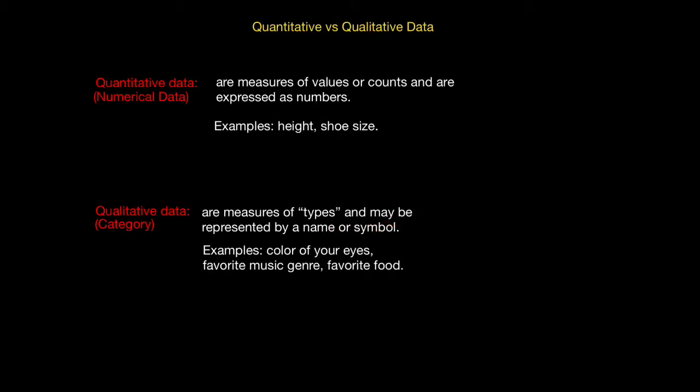name or a symbol. So when you read qualitative or when you hear qualitative, think about a category. So some examples would be color of your eyes, favorite music genre, or favorite food. Those are categories. So let's check out an example which is going to basically make this one stand out.